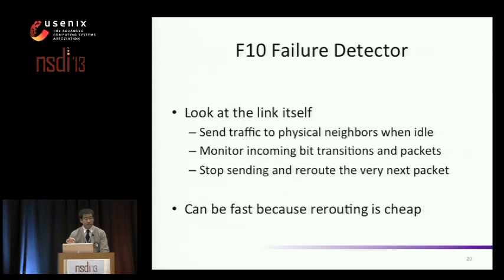And so F10's failure detector instead looks at the link itself. What happens is that each switch will continually send traffic to neighbors even while idle. In that way, switches can simply monitor incoming bit transitions and the number of correct packets in order to detect when their neighbor goes down. As soon as we detect a failure, we reroute the very next packet and then stop sending so that failure detection is bidirectional. We can be very aggressive here because rerouting in our system is cheap.